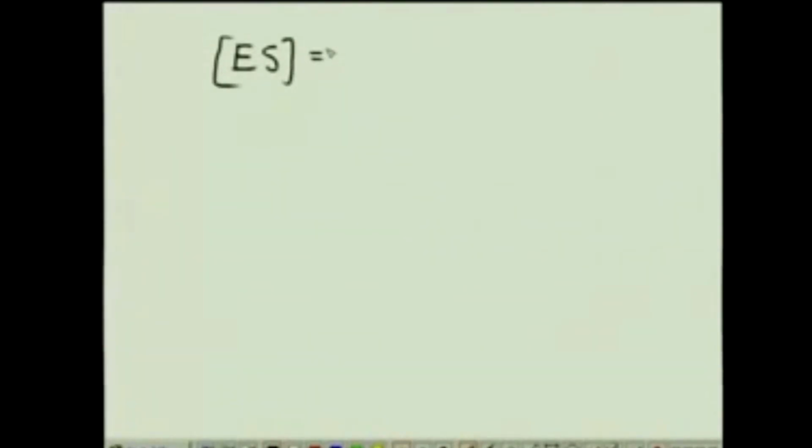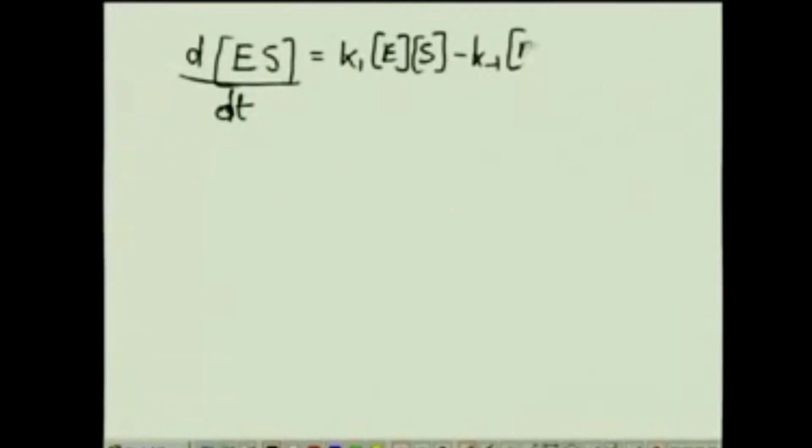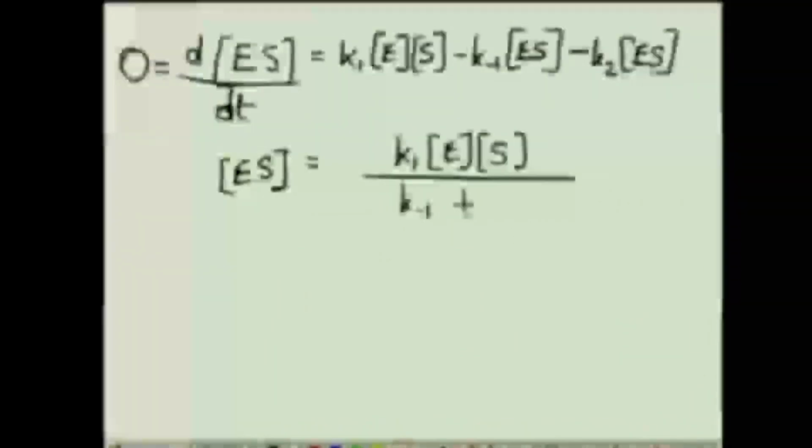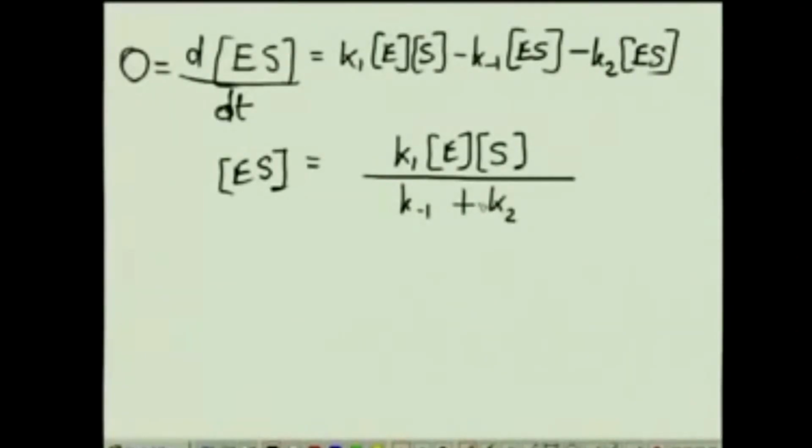Now, what expression do I get for ES? What did I have? Let's just write this once more. I have d ES dt was K1 E S minus K minus 1 ES minus K2 ES. What did I do? I equated this to 0. So, I can get a value for ES. What is that? That is going to be K1 E S divided by K minus 1 plus K2. Fine?